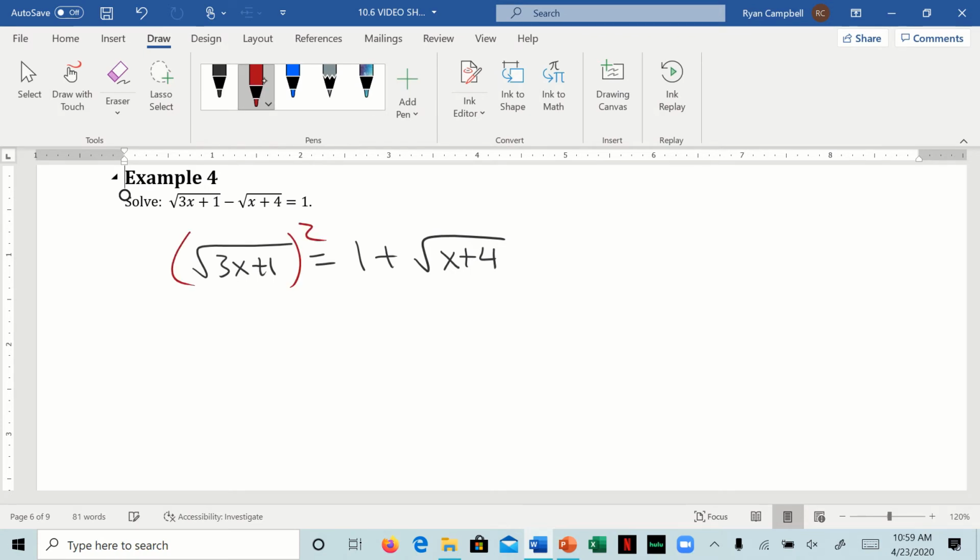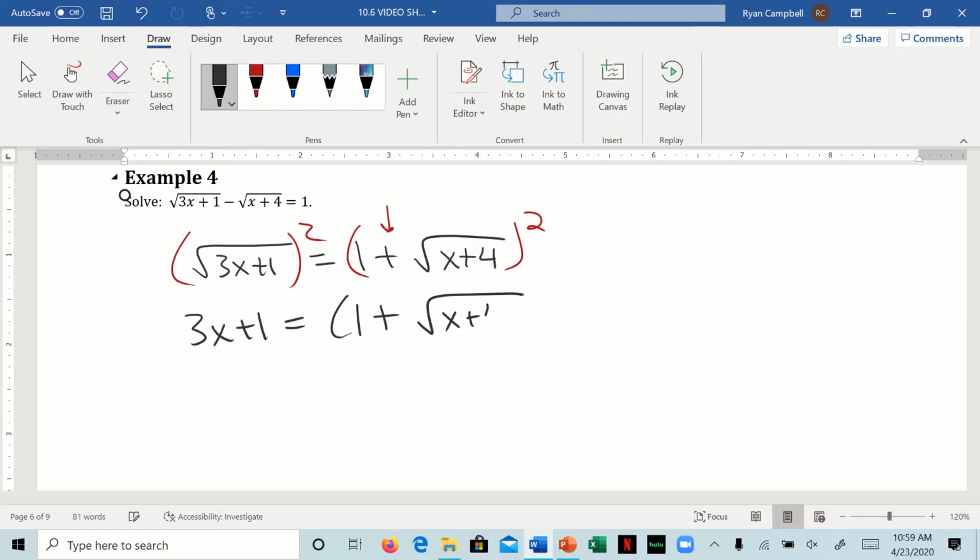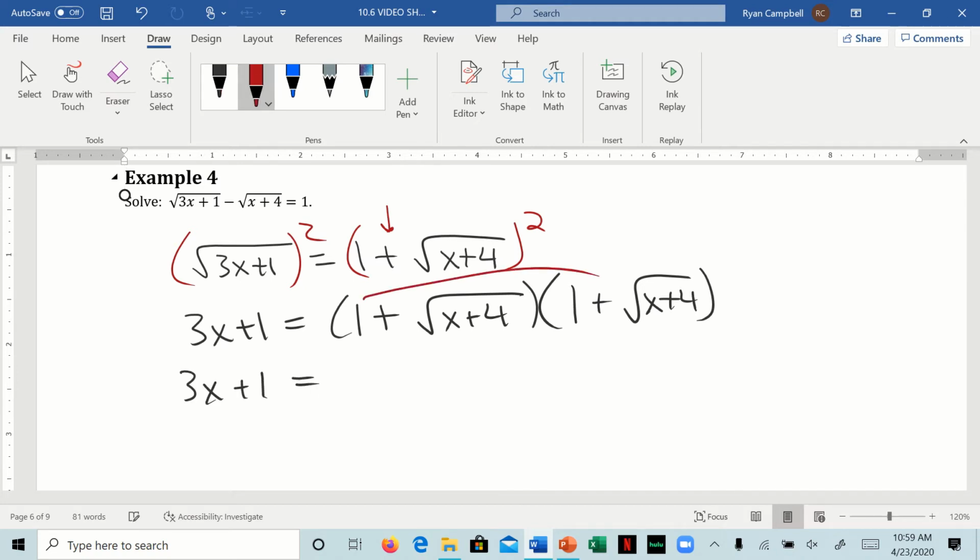Now again, remember, you have a plus sign. So you're going to have to distribute the left side. It's not just 1 squared plus this squared, right? It's harder than that. So the left side, you get 3x plus 1. The right side, you get 1 plus the square root of x plus 4 times 1 plus the square root of x plus 4. So distributing, we get 1 times everything, which is 1 plus the square root of x plus 4. Then we get the square root of x plus 4 times everything.